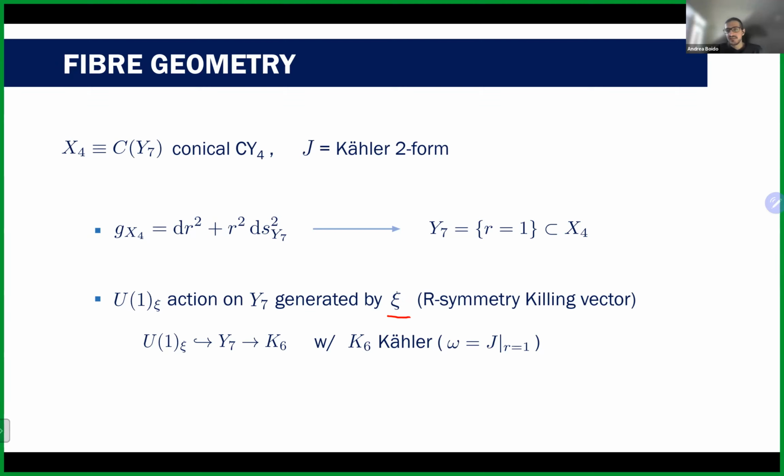And this I'm going to call the R-symmetry Killing vector. The reason why I'm doing that is that when you do holography, this is dual to the U(1) R-symmetry of the field theory. So in particular, once you have this vector, you can actually build your Y7 as a fibration itself. In particular, it will be a fibration of this U(1) Xi over a six-dimensional Kähler space, which I'm calling K6, and whose Kähler form is this omega here, which is given by J restricted to R equal to 1, rather unsurprisingly.